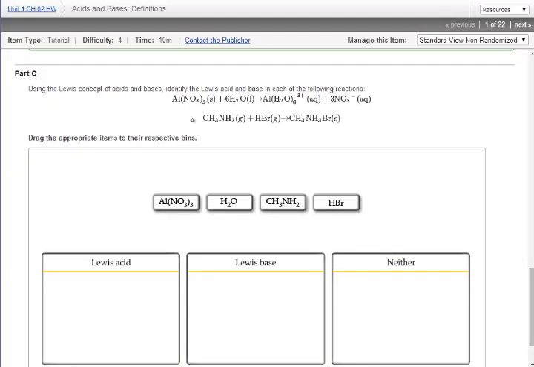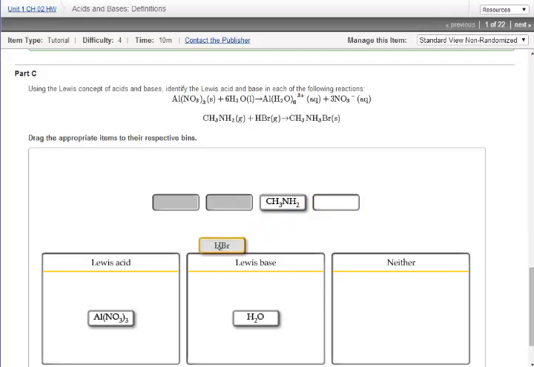Now, a Lewis acid and base involves the transferring of a pair of electrons. So in this case, the water is going to be donating an electron pair to the aluminum. So the aluminum is receiving that electron pair, and it is the acid. Water is the base. In this equation, the lone pair on the nitrogen is donating to the bromine. And because the bromine is accepting, it is the Lewis acid.